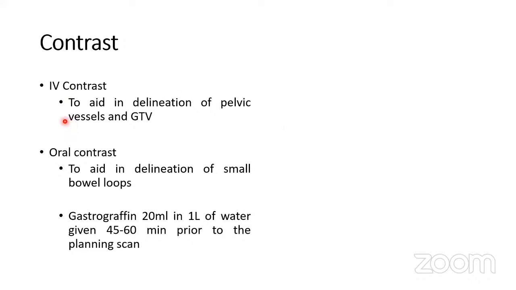In the CT simulation, we routinely use IV contrast because we'll be able to delineate the blood vessels clearly. That will contribute to the delineation of lymph nodes, and it will also help in identifying the gross tumor and then the nodes. And oral contrast can be used irrespective of whether 2D or 3D simulation, because you will be able to see the small bowel loops. You can follow gastrografin 20 ml in 1 liter of water given at least an hour before the planning scan.